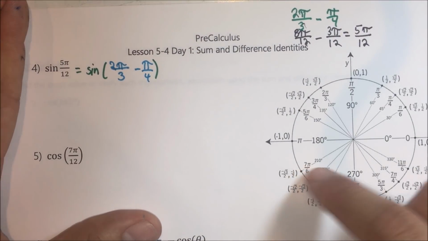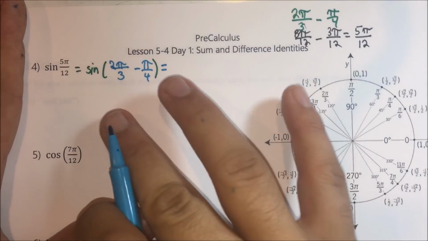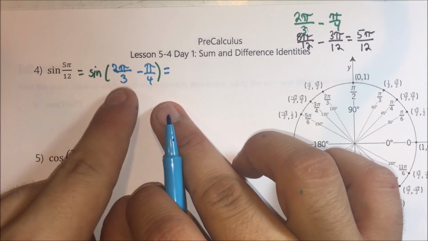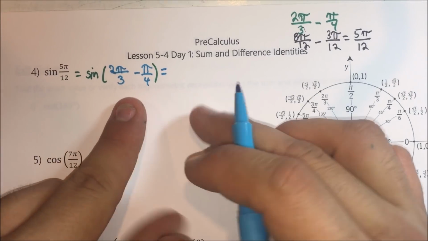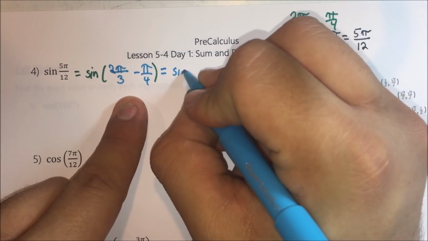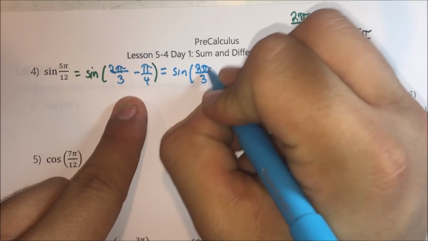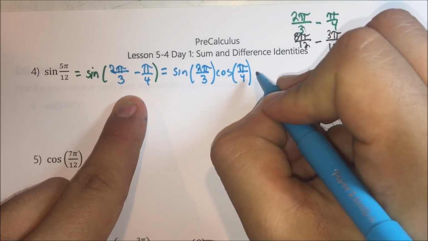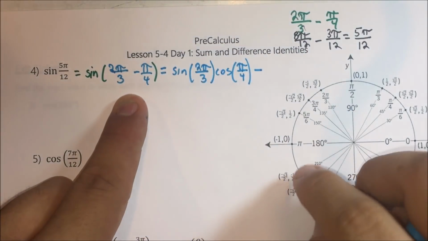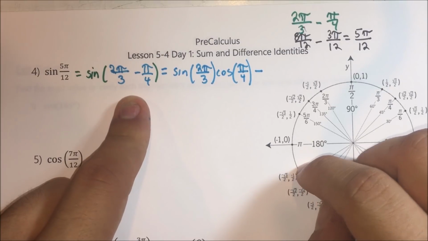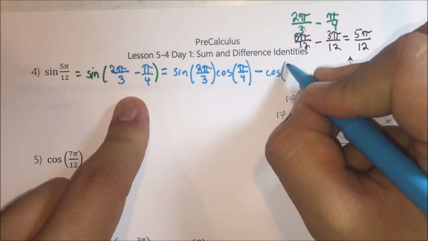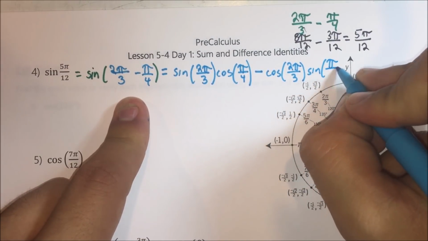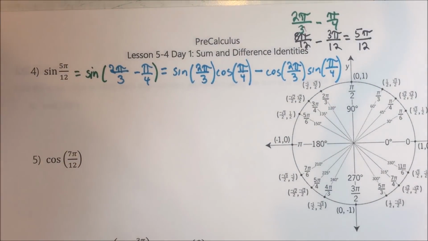Okay, so now, again, we use our sum and difference identity to break this down. So this one looks like it's a sine difference. So remember that's going to be sine cosine minus cosine sine. So it's going to be sine of 2 pi over 3 times cosine of pi over 4 minus cosine of 2 pi over 3 times sine of pi over 4. So those two like that.